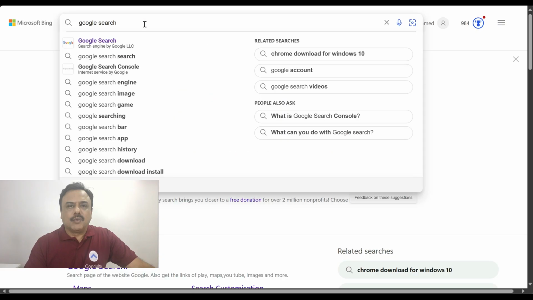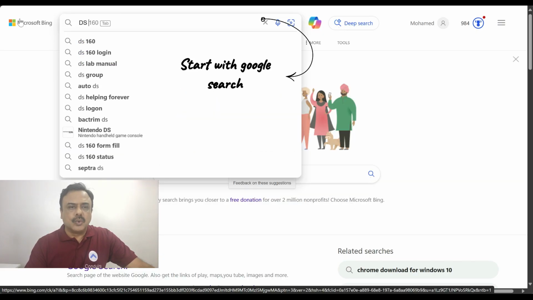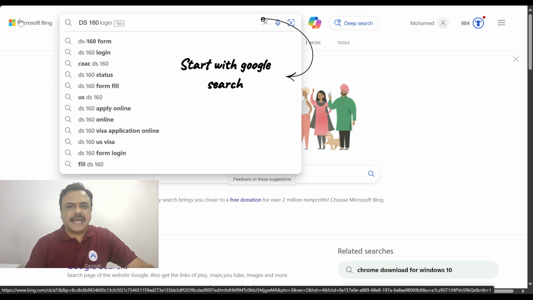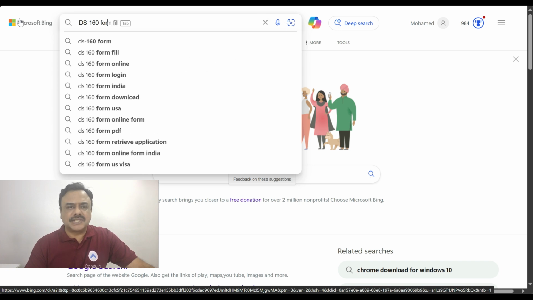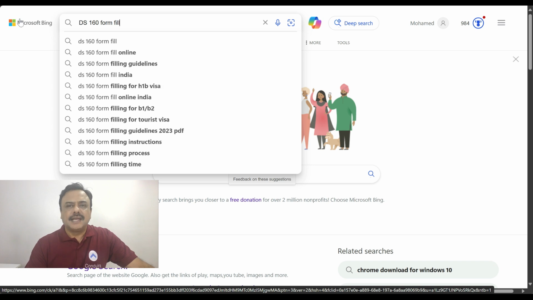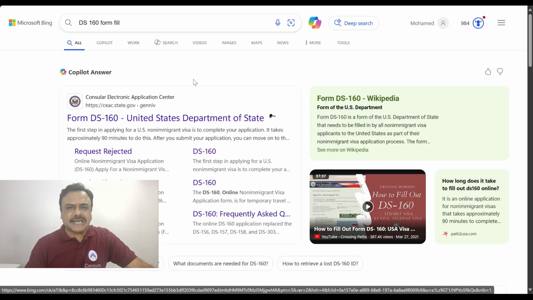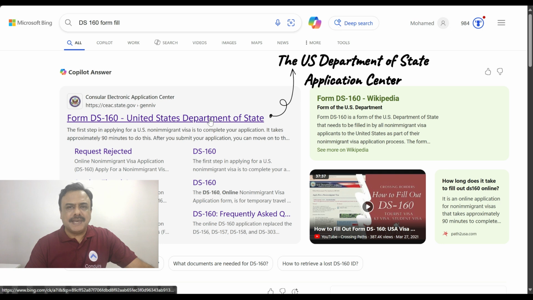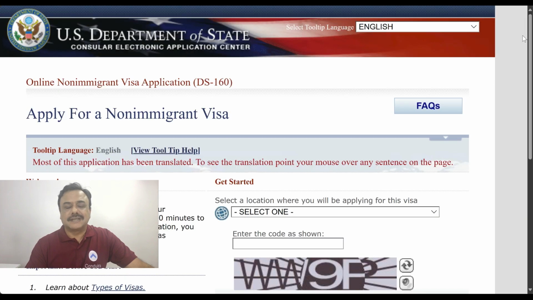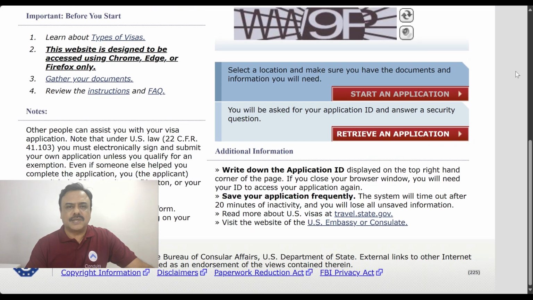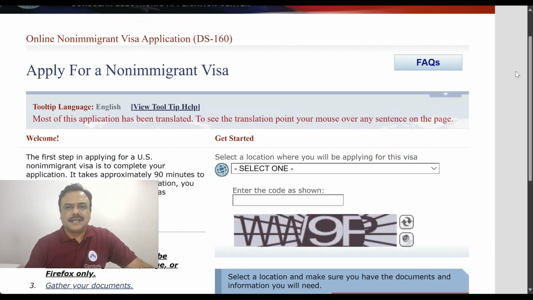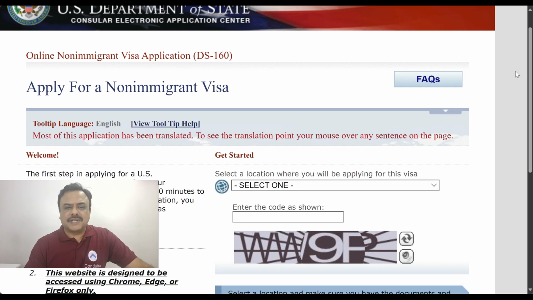So, how do we start the whole thing? What you should be doing is to go to google.com and then type in DS-160 form filling. It will take you to the site where you will be asked to first create a login, an account, and then to give the information. So this is that site of the US Department of State. When you go there, the first thing that you need to do is to put in the location.